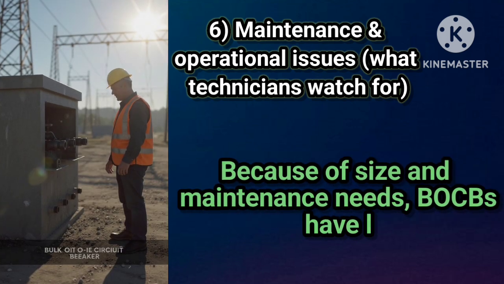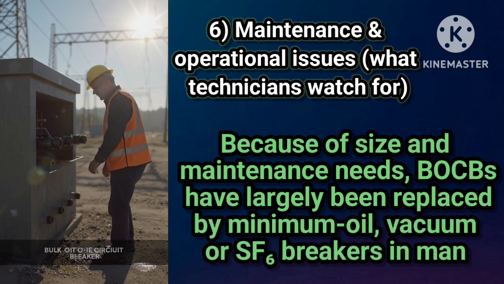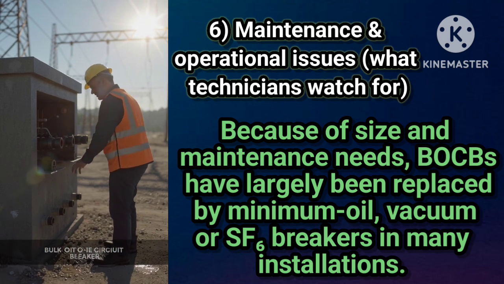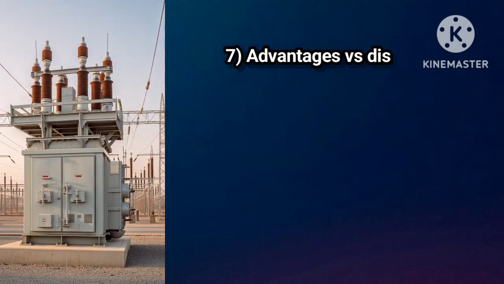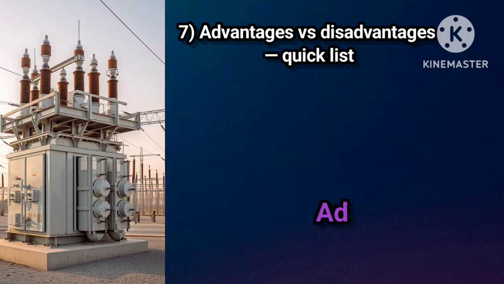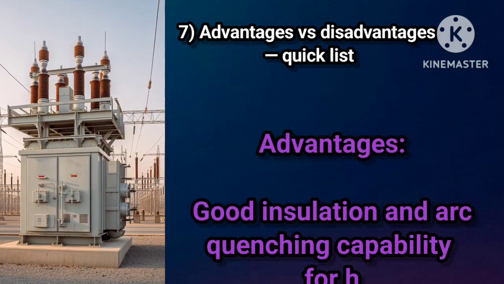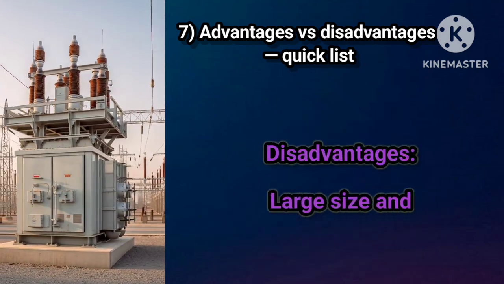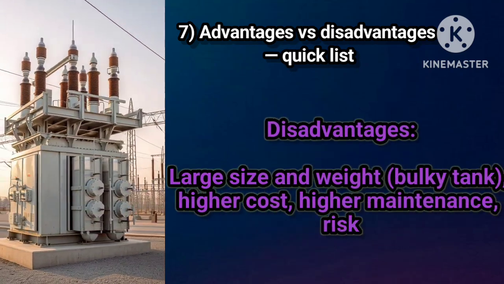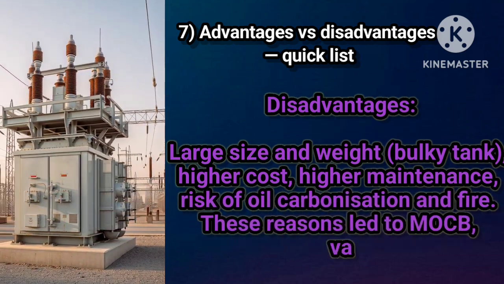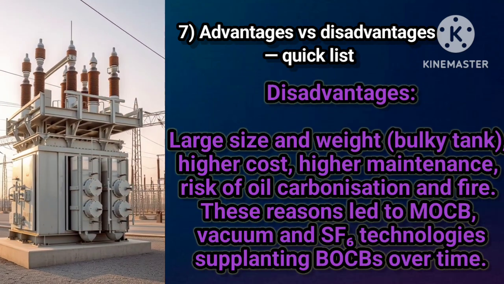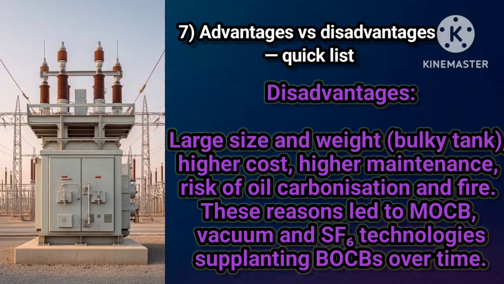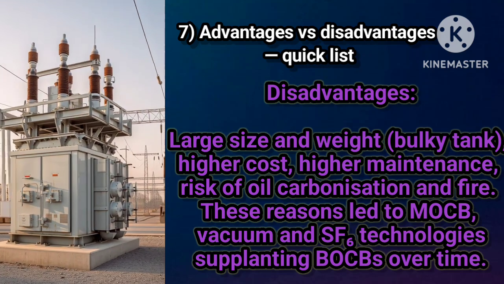Because of size and maintenance needs, BOCBs have largely been replaced by minimum oil, vacuum or SF6 breakers in many installations. 7. Advantages versus disadvantages. Quick list. Advantages: good insulation and arc quenching capability for high voltages. Disadvantages: large size and weight, bulky tank, higher cost, higher maintenance, risk of oil carbonization and fire. These reasons led to MOCB, vacuum, and SF6 technologies supplanting BOCBs over time.